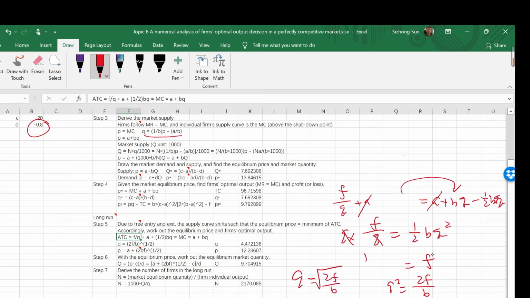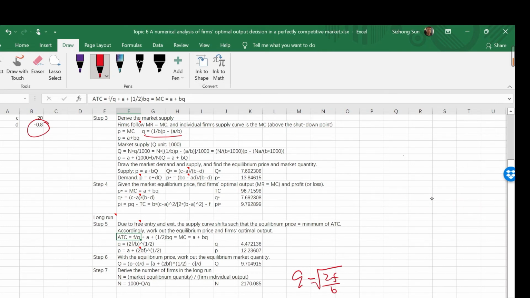So that's the equilibrium, long-run equilibrium firm or individual firm output. Okay, so Q is equal to the square root of 2F divided by B. And given that we know F and B, we can evaluate this quantity, which is equal to 4.4721.